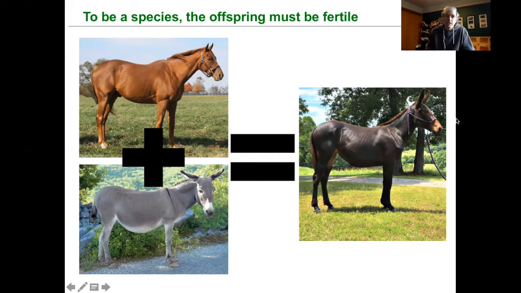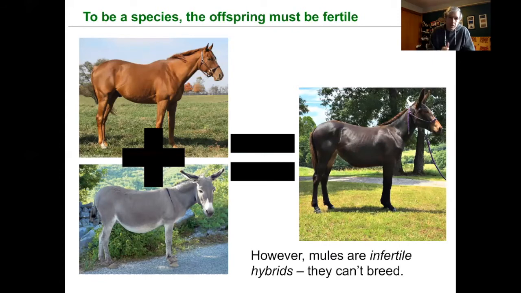So are horses and donkeys the same species or a different species? Well, technically, they're different species because even though they can breed, mules are what we call infertile hybrids. They cannot breed. You can't take two mules and make them breed with each other and get a new baby mule. It does not work. Instead, if you want a mule, you have to mate a horse with a donkey. So as a result, horses and donkeys are not the same species because although they can produce offspring, these offspring themselves cannot breed.